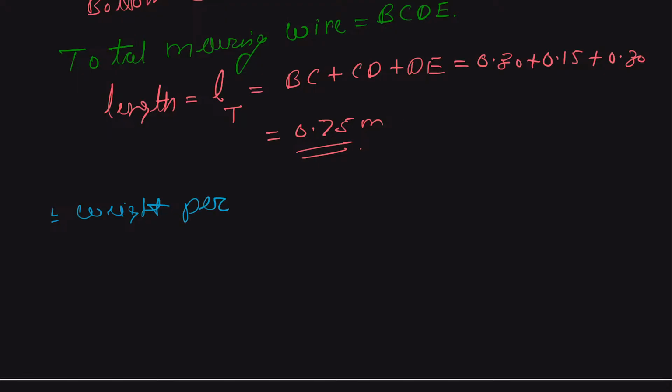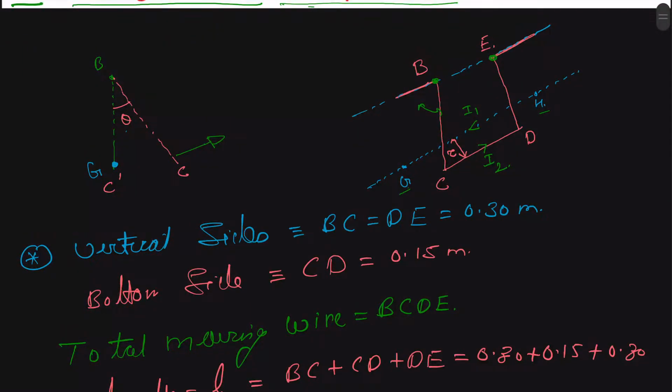Weight per unit length. Let us call this W, and that is 0.08 Newton per meter. And the deflection, which is nothing but R, okay, so this will be our R with respect to vertical.